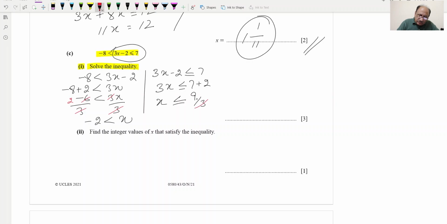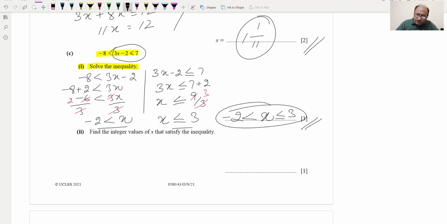And after cancellation, this will be 3, and our inequality will be x is less than or equal to 3. Now we can combine these two inequalities and write here x is less than or equal to 3 and greater than minus 2. So this will be the answer for 3 marks. Hopefully you understood this. Now for the second part, find the integer value of x that satisfies the inequality.